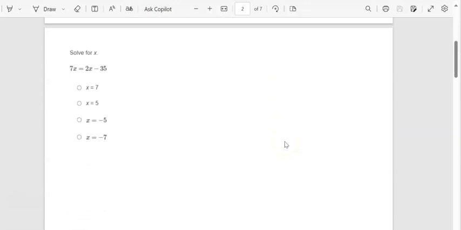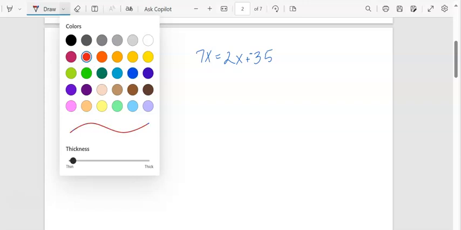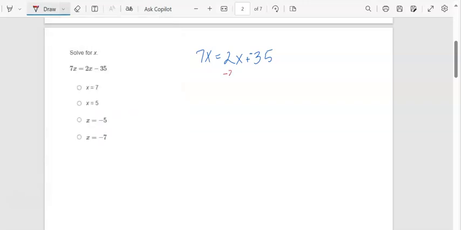So the first one here, remember, with these quizzes there's three different variations, so yours may not be exactly the same, but similar. The first question: 7x equals 2x minus 35. We need our variables on the same side. Remember that minus 35 is the same as plus negative 35. I need to get the 2x on the other side. That's a positive 2x, so we're going to subtract 2x from both sides.